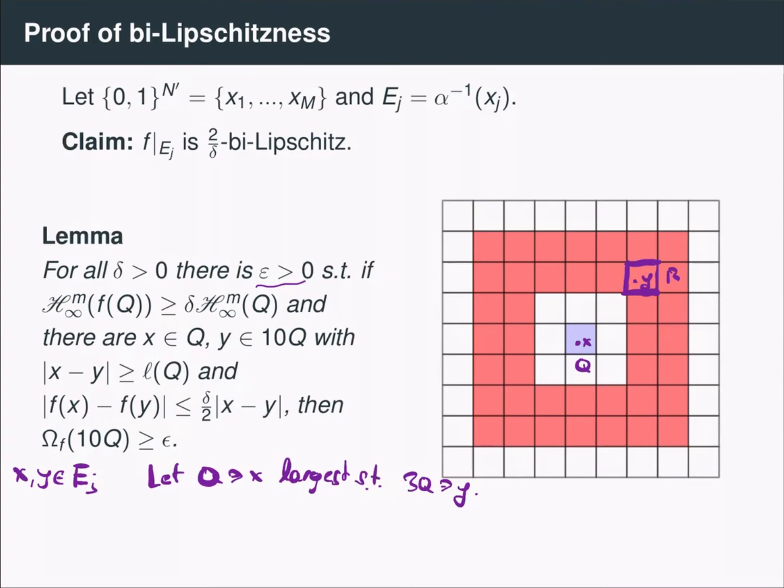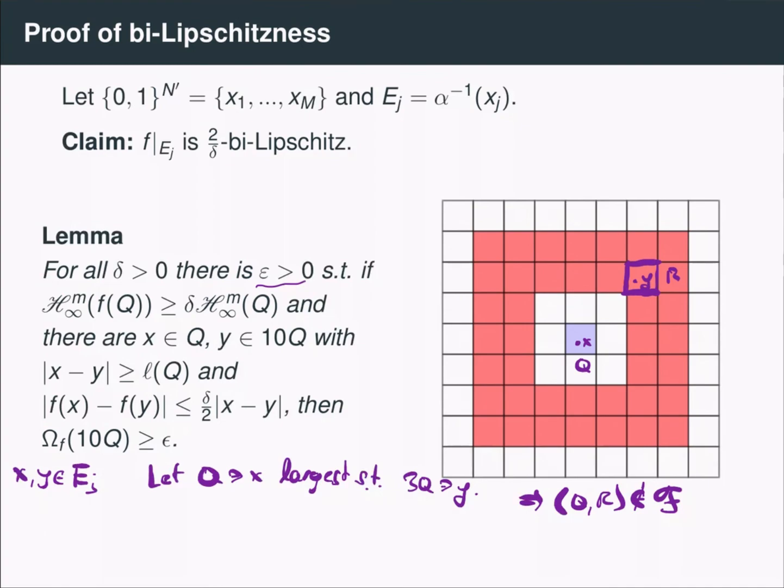Okay, but then this implies that, because x and y are inside the same set ej, this pair Q and R was not inside my list of pairs F, because if it were inside my list of pairs, then that would mean that I would have changed the words for x and y. So x and y would end up in 2 different sets. However, they are both in the same set ej, which means that they have the same word.